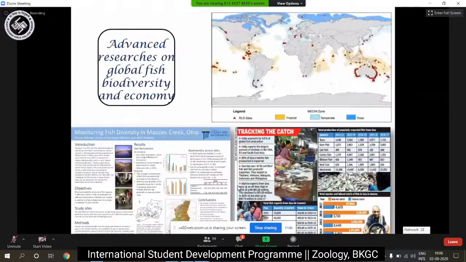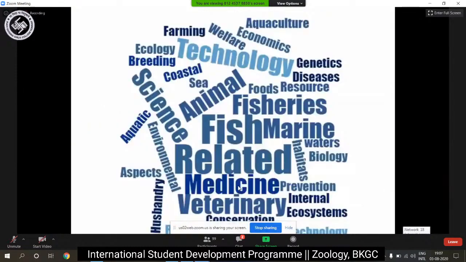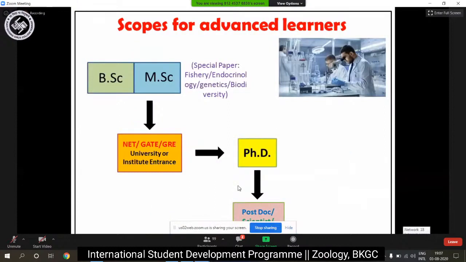We can also look at fish biodiversity and fish economic systems. These are very advanced stages of fishery development and research, where people can go out, not necessarily looking within India, but abroad as well. We can monitor fish diversity and migration patterns, which can be channelized to increase fish catch by sea traders. So, combining farming, technology, and disease management, we can go for research after doing our BSc or MSc, again with NET, GATE or similar exams.